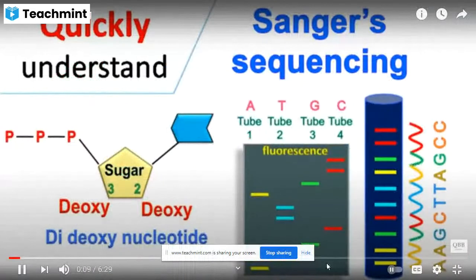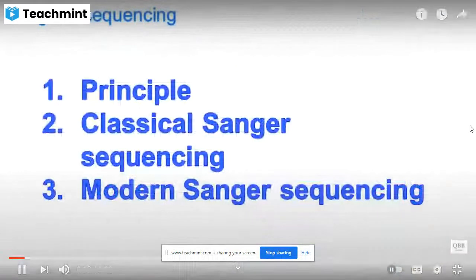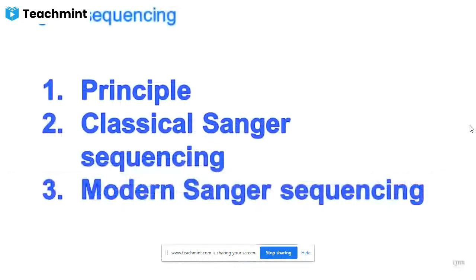Now, before moving further, this video is divided into three parts. The first part explains the principle of the method. The second part is about classical Sanger sequencing that was used widely in the 1980s. And the third part is about modern Sanger sequencing that uses fluorescence dyes.